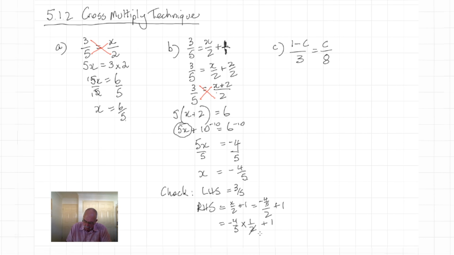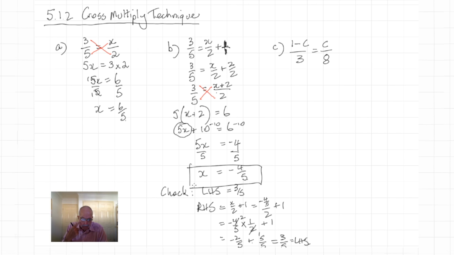Now 2 into 2 once, 2 into 4 goes 2, so we get negative 2/5 plus 1. Now 1 as a fifth is 5 over 5, that's the same as 1. Negative 2/5 plus 5 on 5. Negative 2 plus 5 is 3 on 5, which is equal to the left-hand side. So we are correct. So our answer is x equals negative 4 on 5. So that's the cross multiply.